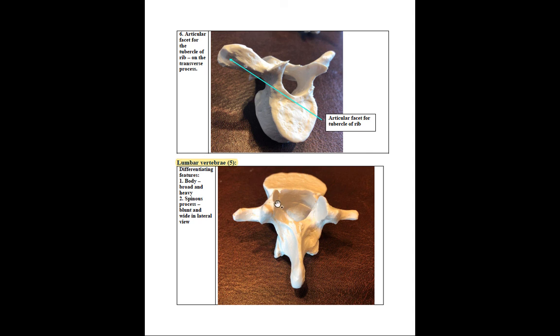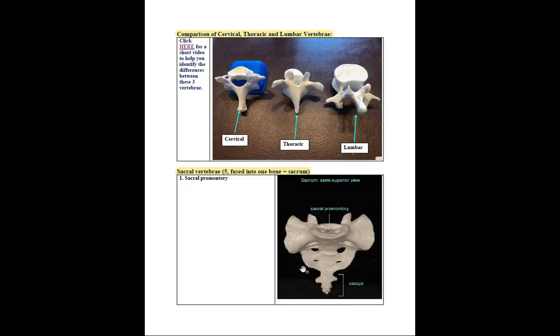So lastly here, we're going to go through the lumbar vertebra before we go through sacrum and coccyx. Again, remember that there are 12 thoracic vertebrae, and then there are 5 lumbar vertebrae. Some of the differentiating features, the body, of course, is going to be very broad and heavy here in the lumbar vertebra, more so even than the thoracic vertebra. The spinous process is going to be very blunt and wide, especially in a more lateral view.